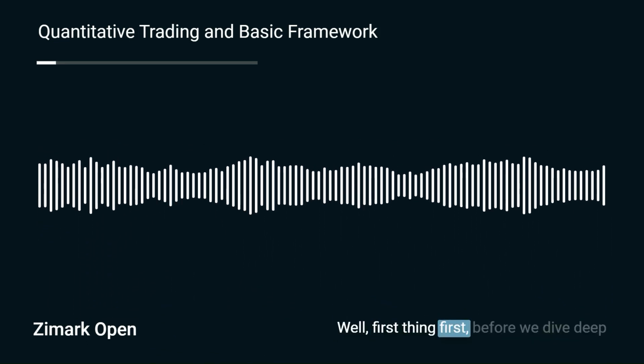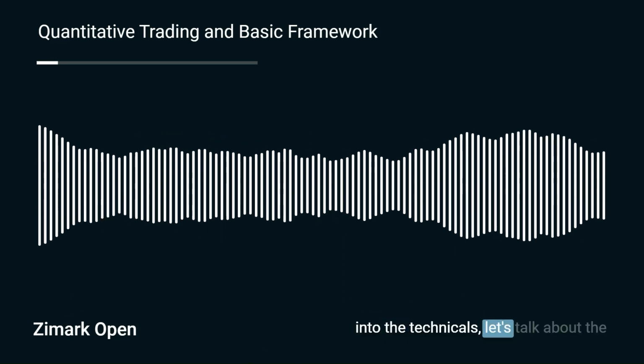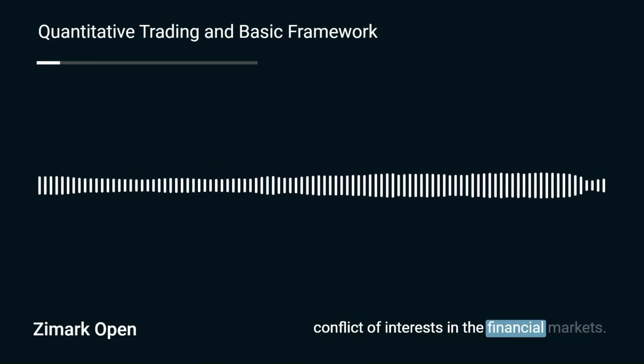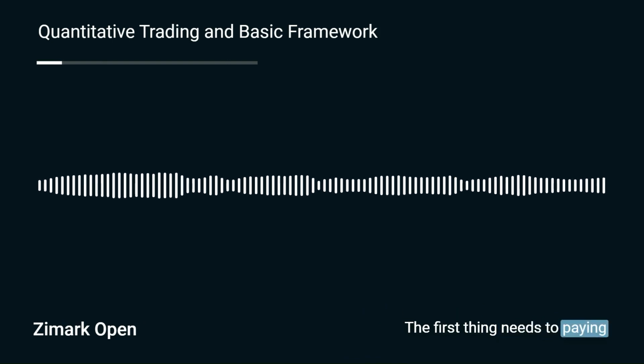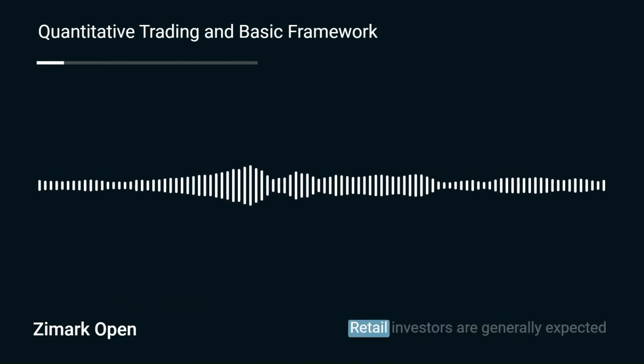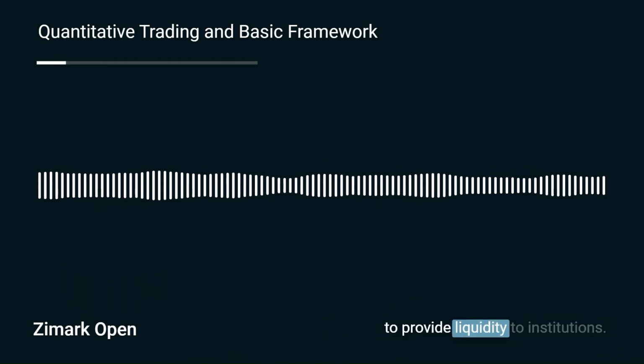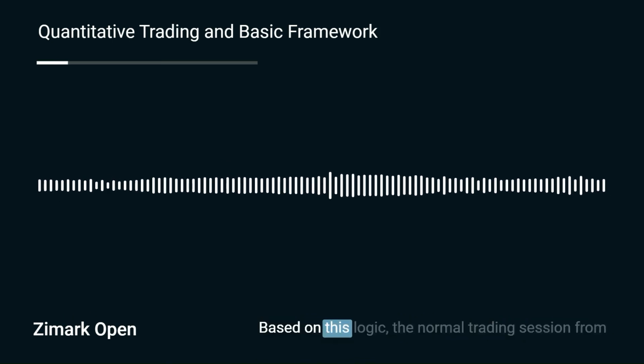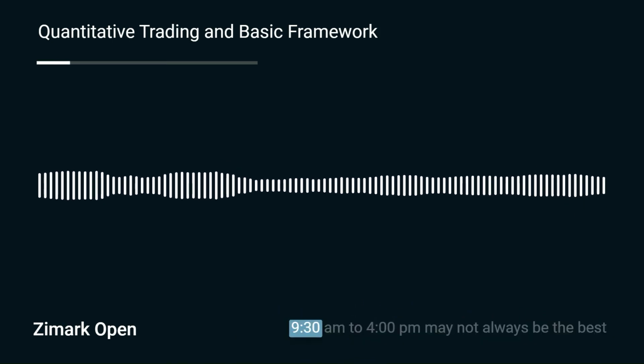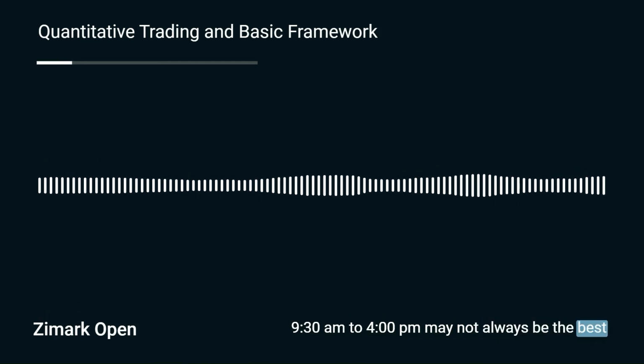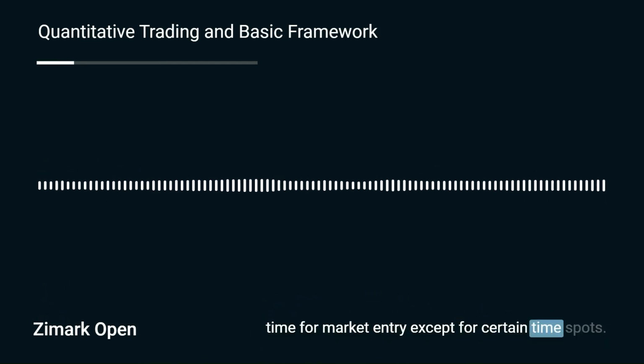Well, first things first, before we dive deep into the technicals, let's talk about the conflict of interests in the financial markets. The first thing that needs paying attention is retail liquidity. Retail investors are generally expected to provide liquidity to institutions. Based on this logic, the normal trading session from 9:30 a.m. to 4 p.m. may not always be the best time for market entry, except for certain time spots.